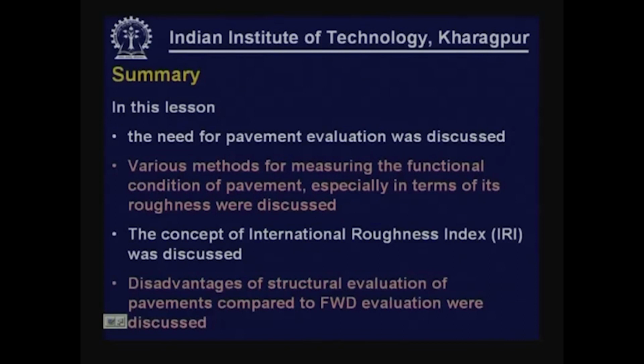To summarize, in this lesson we have discussed the need for pavement evaluation. We also discussed various methods for measuring the functional condition of the pavement, especially in terms of different roughness indices. We have also discussed the concept of international roughness index, and the disadvantages of different types of structural evaluation of pavements compared to FWD evaluation of pavements.